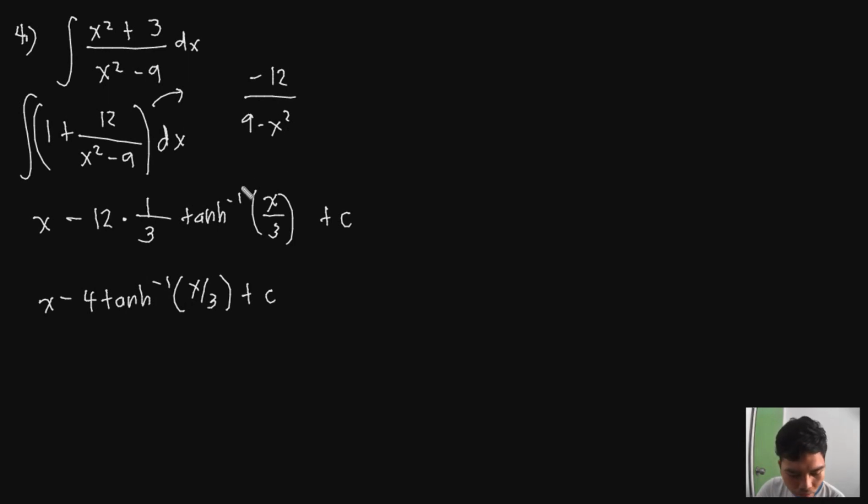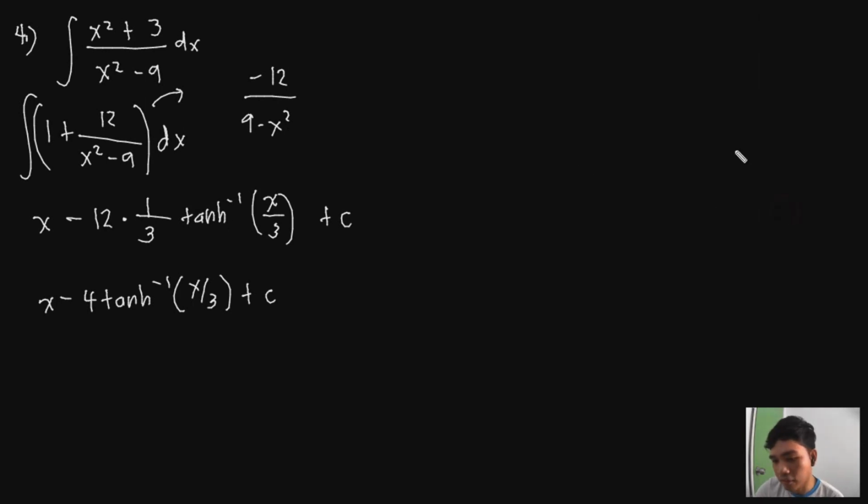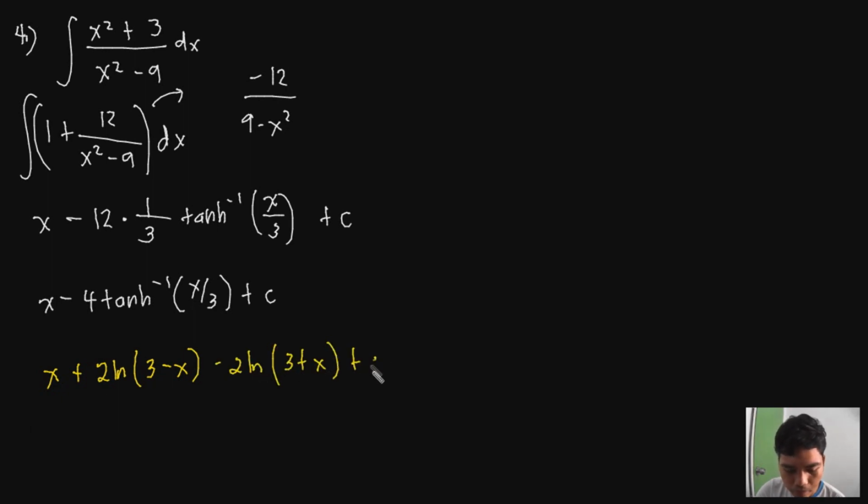Okay. Now, if you'll be looking at your handout, the answer is not the same. Or is it really not the same? No. I'll be writing the answers handout. That is x plus 2 times the natural logarithm of 3 minus x, and then minus 2 times the natural logarithm of 3 plus x, and then plus c.